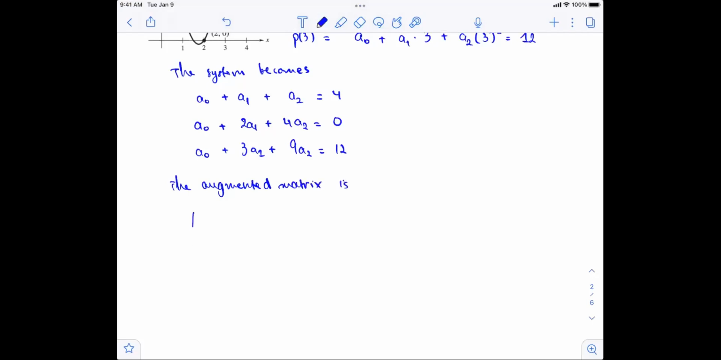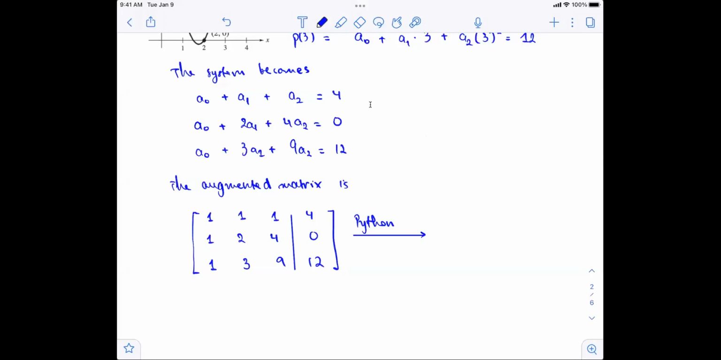So the augmented matrix is, one side is the coefficients matrix 1, 1, 1, and on the other side is the constant matrix. So this 1, 2, 4, 0, and the last row is 1, 3, 9, 12. And I'm going to use Python in this case to obtain the reduced row echelon form. So let me jump into Python now.